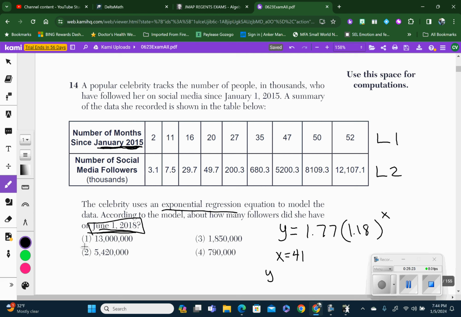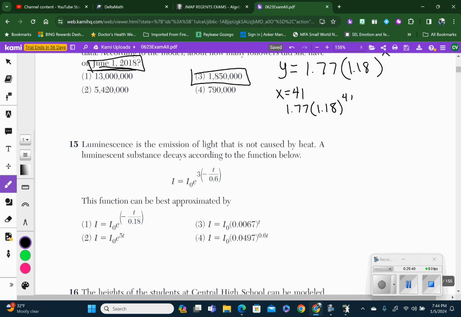So you're really plugging into the calculator 1.77 times 1.18 to the 41st power. You don't need to do the y equals. And when you hit enter, you're going to get about 1,850,000. It's going to be, I think, 950 is the rest of it.